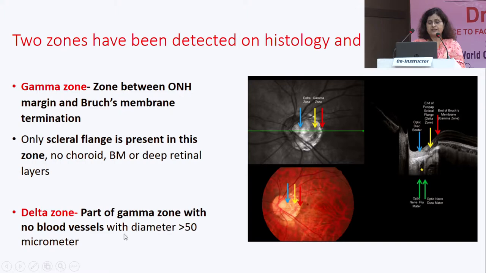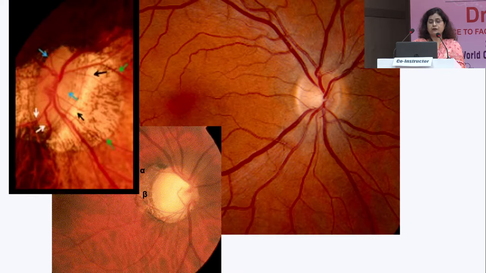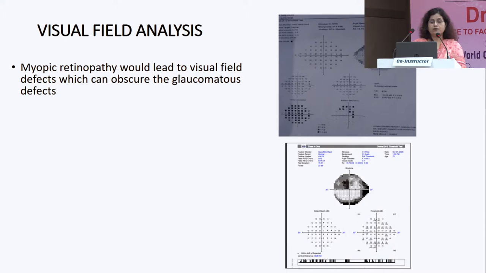So this is a normal disc, and this is the glaucomatous disc with the beta zone. And this is the myopic disc, as you can see, a large disc with shallow cupping, myopic conus, and delta zone. So you have to identify these morphological variations.